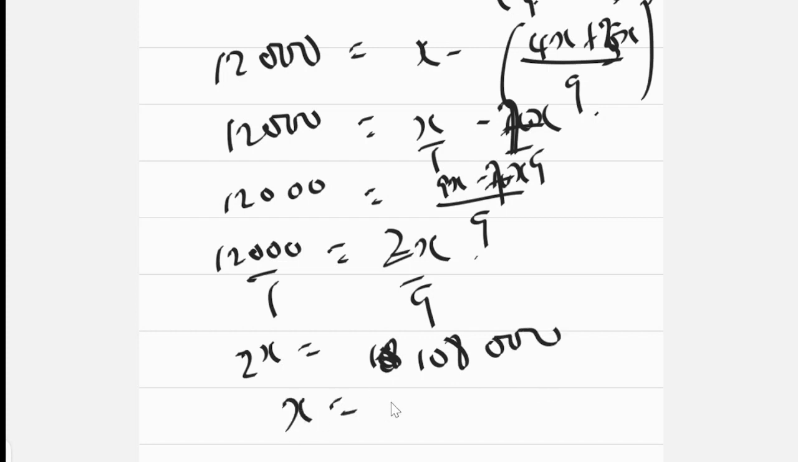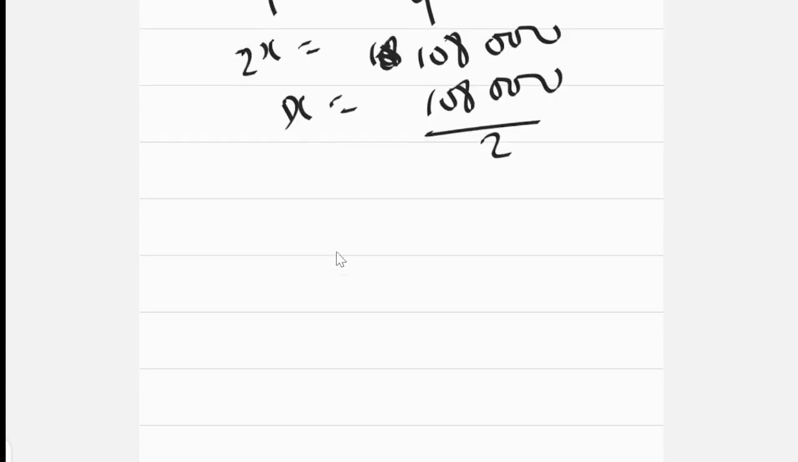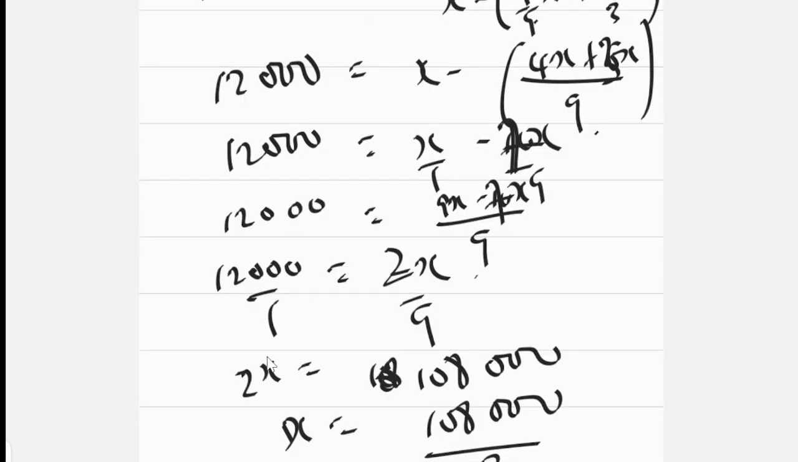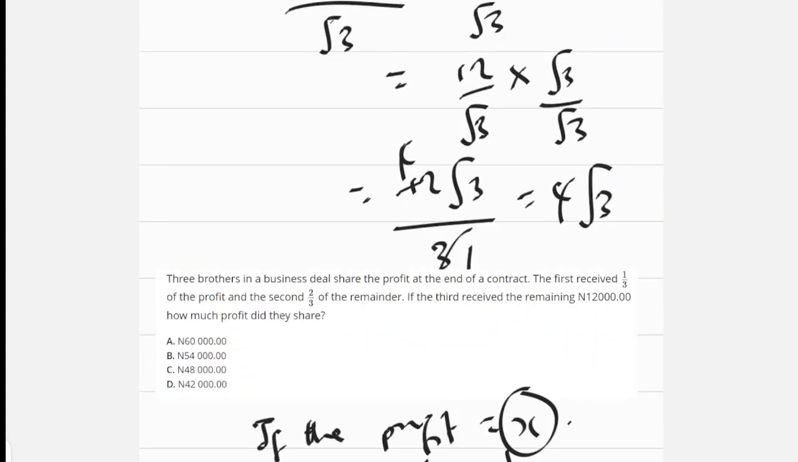Then your x will now be 108,000 divided by 2, and x will be 54,000. Do we have it in the answer? Yeah, B. So B. Okay, that is 15. Okay, let us proceed to the next question. That is question 16.